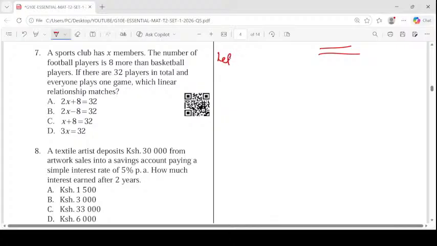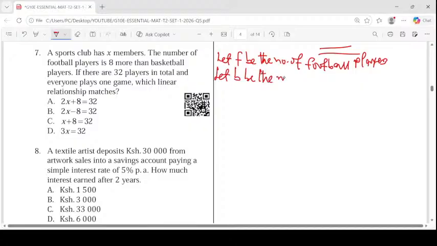Let F be the number of football players. Let their number be F. Then let B be the number of basketball players. I want to agree there.